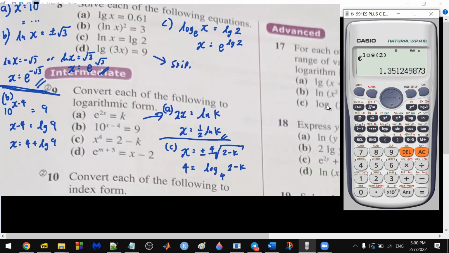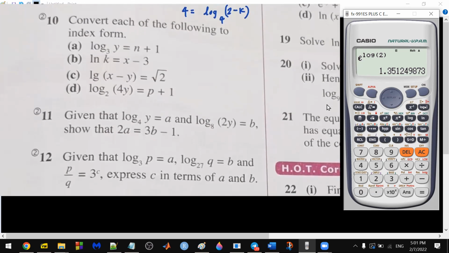Log 2 minus k base 4. Can? Oh, you don't need to put a... actually, I think it's safer to put the brackets here. Yeah. Less confusion. Okay, this one I'm going to skip. Not so relevant. Let's move on.